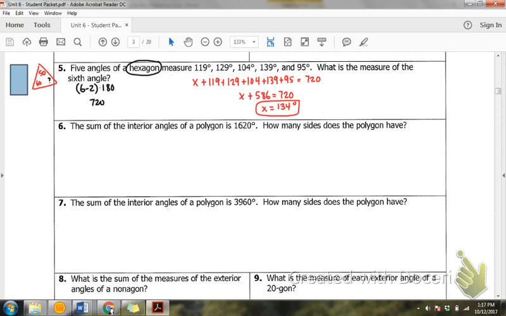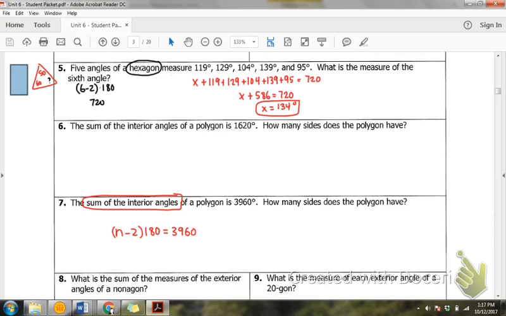Okay, let's jump down to number 7. The sum of the interior angles of a polygon is 3960. So they are giving you the sum of the interior angles. The best thing to do is to look up at the formula. The sum of the interior angles we know is n minus 2 times 180. They're telling you that it equals 3,960. So we don't know what our n is, but we do know that we have 3,960. How might we solve this problem for n? What could you do first?